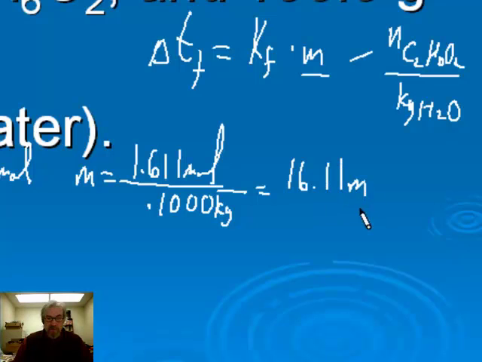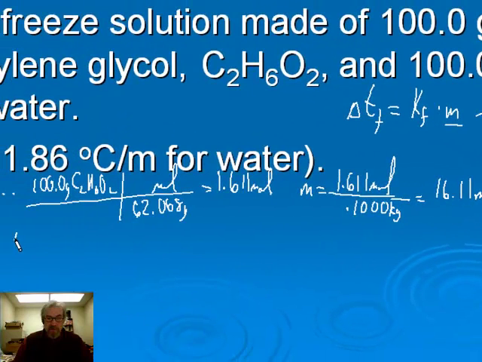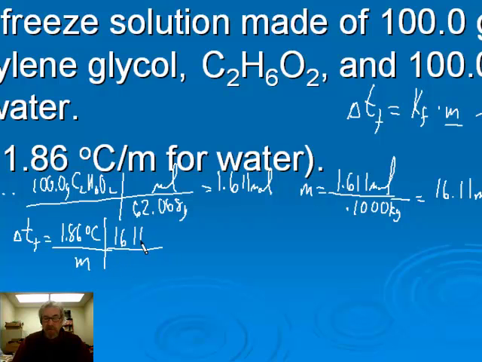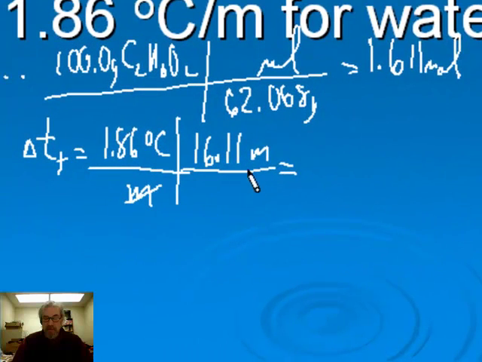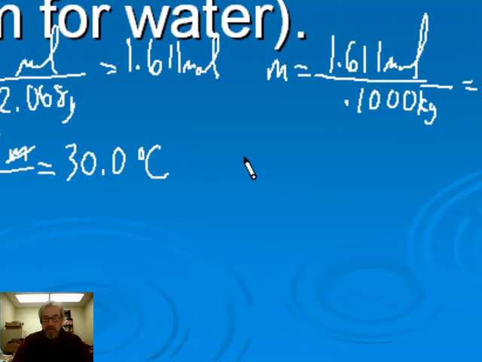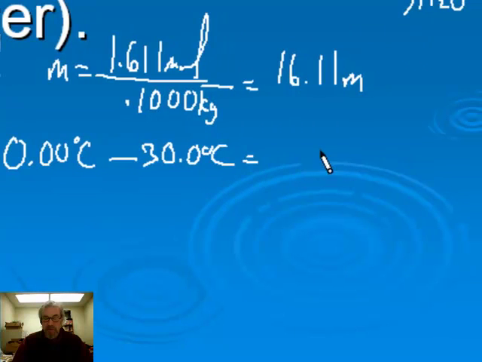So what's our freezing point depression? Delta TF is equal to 1.86 degrees C for every molal of concentration times the 16.11 molal concentration that we have here. Molality drops out, and we get our freezing point depression in degrees C, and it's 30.0 degrees C. Well, this is water, which normally freezes at 0 degrees C. If we subtract 30 degrees C from that, we find out that this solution will now freeze at 30 below 0. This is why we put antifreeze in our car.